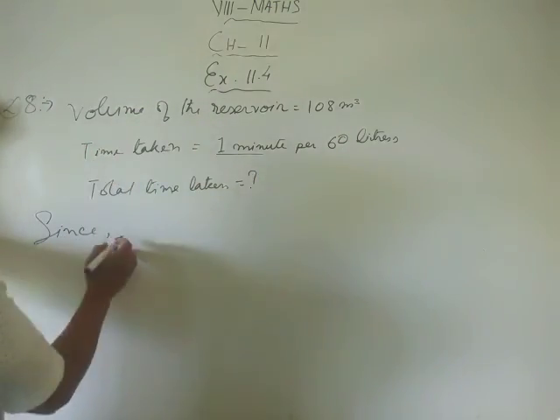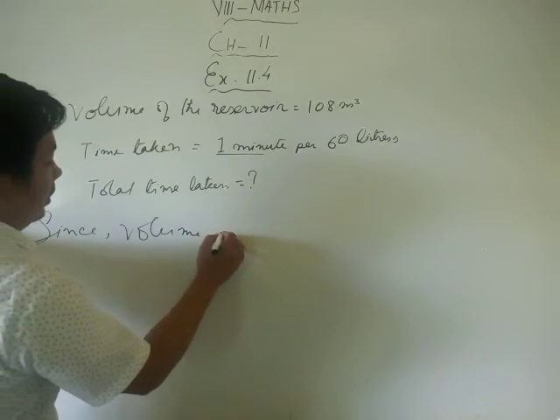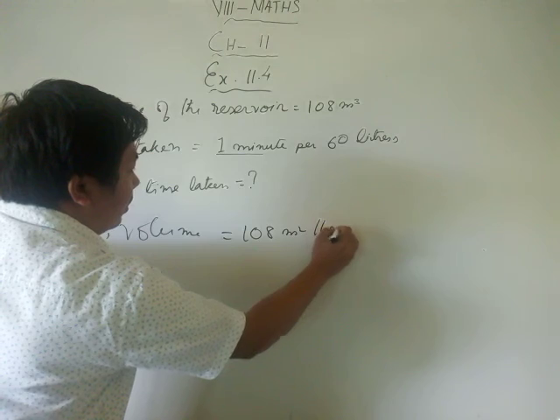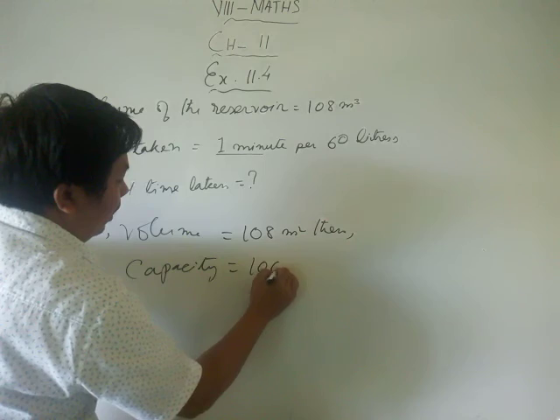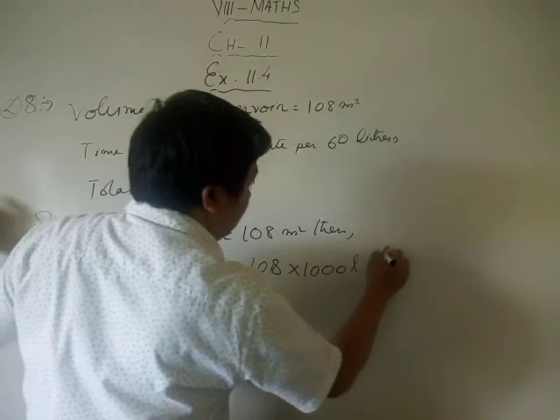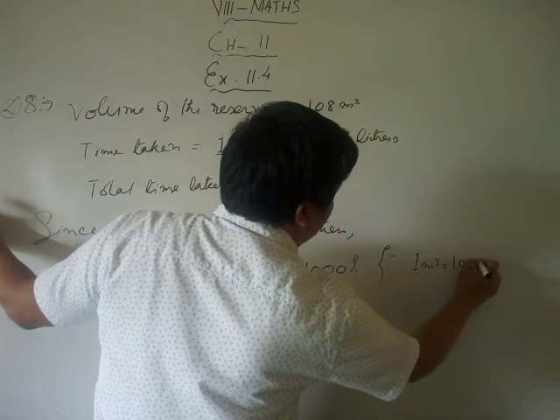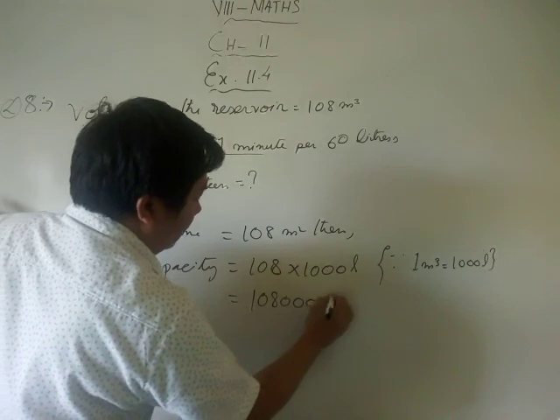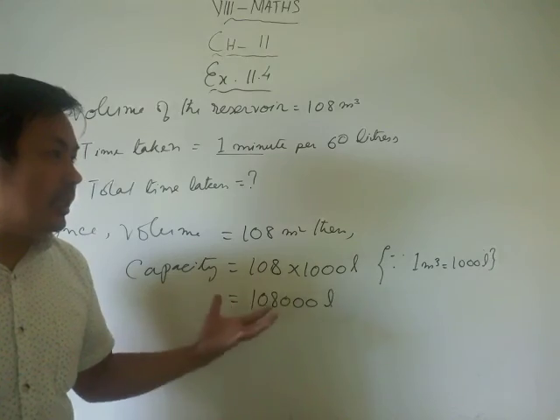So there what we have is, since volume is equal to 108 meter cube, then capacity will be 108 into 1000 liters, since 1 meter cube is equal to 1000 liters, isn't it? So there we get this much of liters. The capacity is 1,08,000 liters.